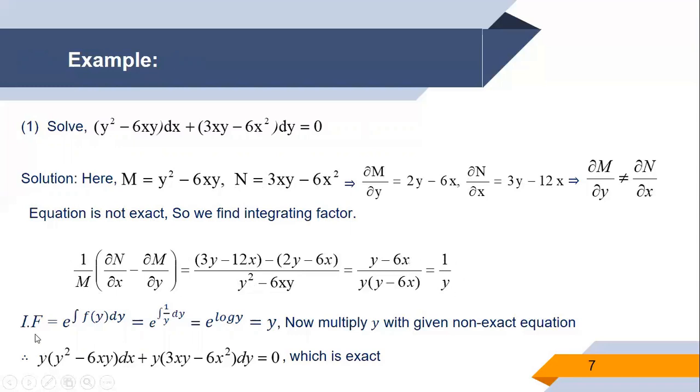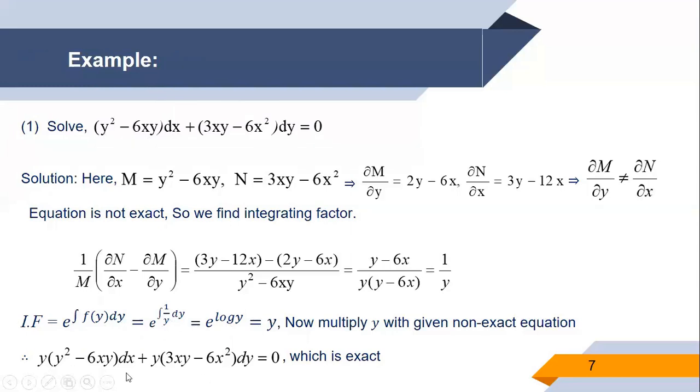So we use the integrating factor formula e raised to integration f(y) dy. That means e raised to integration 1 upon y dy, that means e raised to log y. Then the answer is y. So y is the integrating factor of this equation. So obviously we multiply y with the given non-exact equation. Then the equation becomes this form, and which is exact.